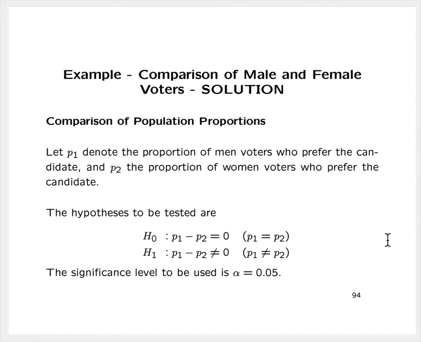Let P1 denote the proportion of men voters who prefer the candidate, and P2 the proportion of women voters who prefer the candidate. The hypotheses to be tested are as follows. The null hypothesis is P1 minus P2 equal to 0, in other words, P1 equal to P2, versus the alternative hypothesis, which says that P1 minus P2 is not equal to 0, in other words, P1 not equal to P2. And we are to use a significance level of 5%, 0.05.